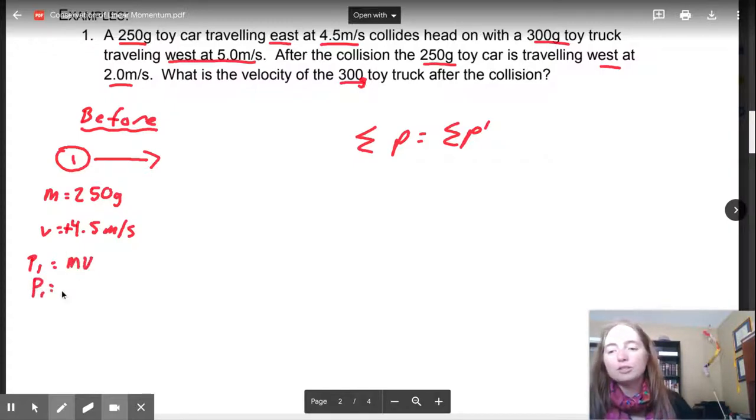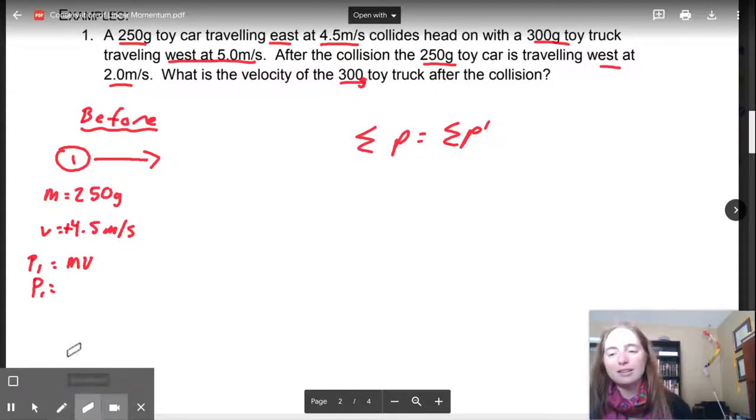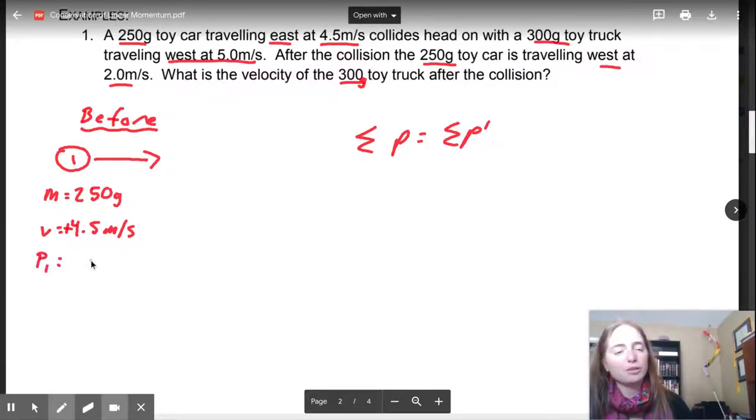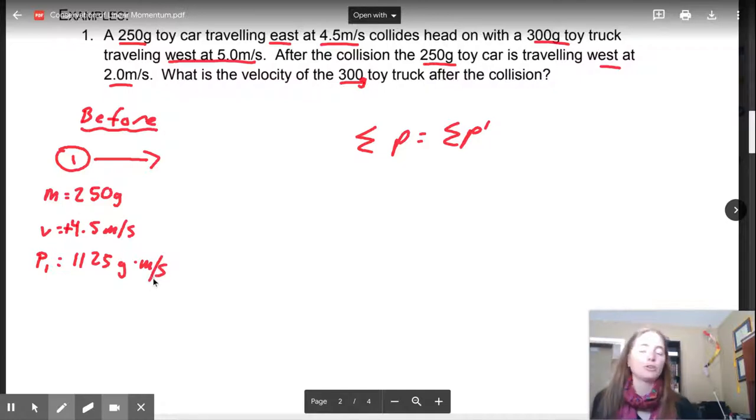Okay? So P1 is equal, in all honesty, at this point, I'm going to forgive you guys if you just write it, because we know that P equals MV. I am fairly certain that you guys can multiply those two numbers together without writing out every single step of the way. I'm going to do that too. I am just going to write out that P1 is 1,125 gram meters per second. So it's still momentum, but instead of kilogram meters per second, it's gram meters per second. Just track your units and you're fine.